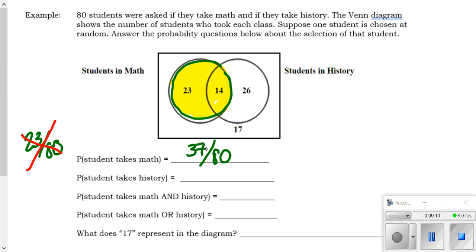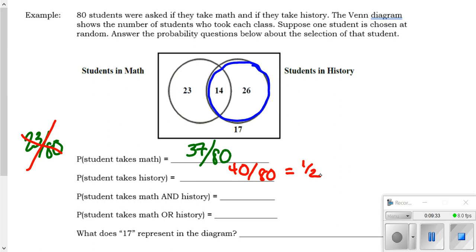Okay, same idea holds when we look over to the history circle. So for history, I'd want to include everyone in this history circle. So if we add that together, let's see, that's 40 out of 80, which is 50% or a half. If you want to reduce, you don't have to.